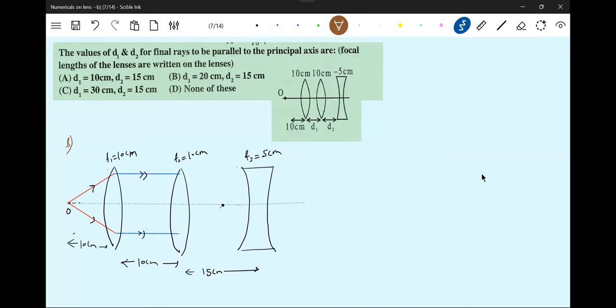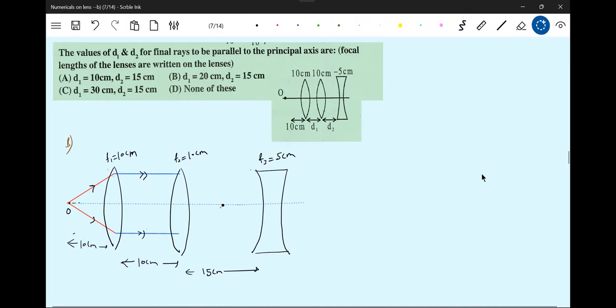Now, if D2 is equal to, D1 equal to 20 centimeter. Then this one seems a bit. This is 20 centimeter. Nothing 10 or 20. If this is 10 centimeters, even this 20 centimeter, the rays will be parallel. There won't be any problem. After refraction, it will be at 10. It doesn't matter. So D2 15 if you take it.